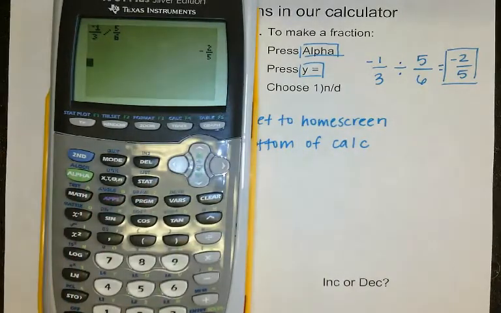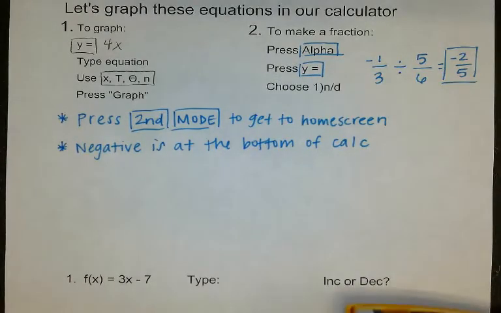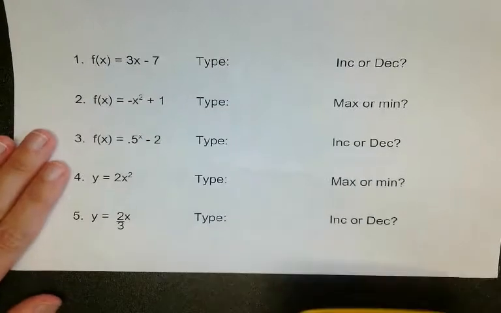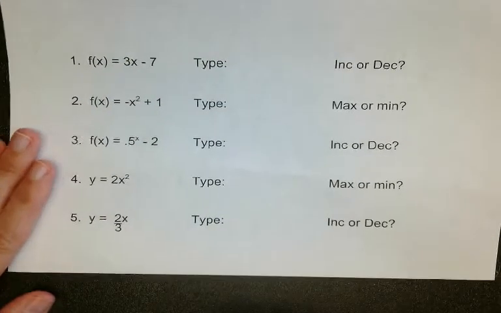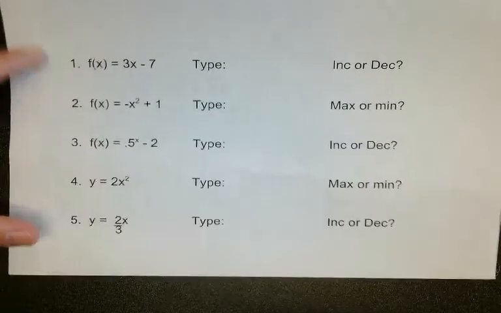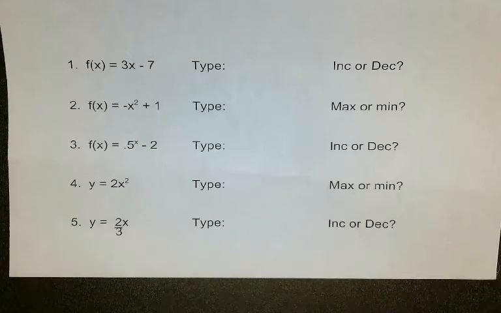I want us to continue talking about how I can use my calculator for graphing, and then I want us to review some of this vocabulary we've been talking about in Unit 1. We're going to graph 5 different functions together and determine their type, and then answer a question about them.